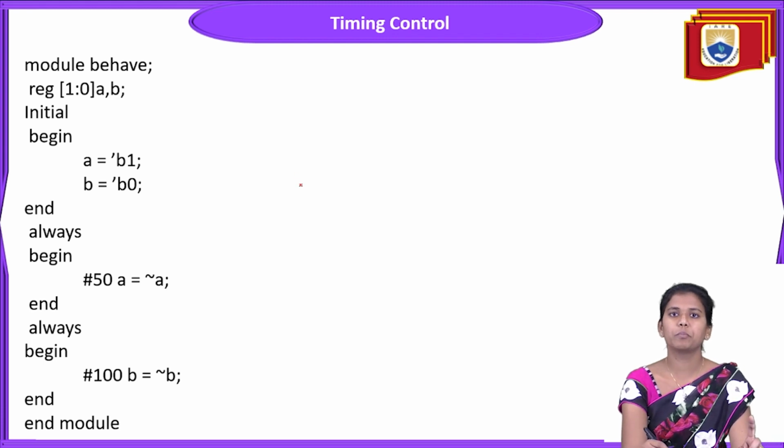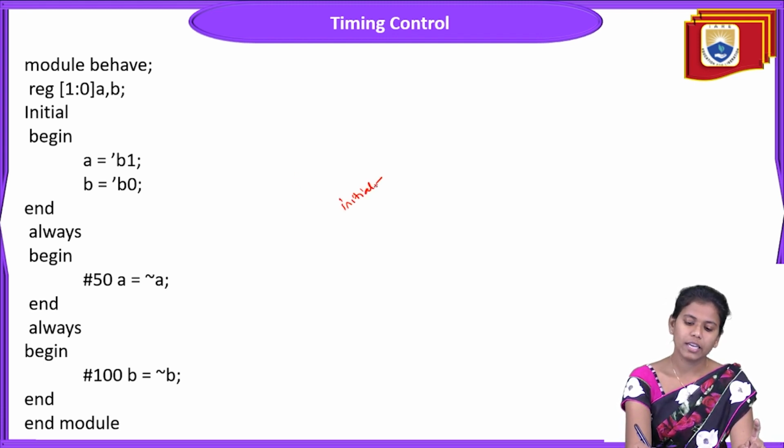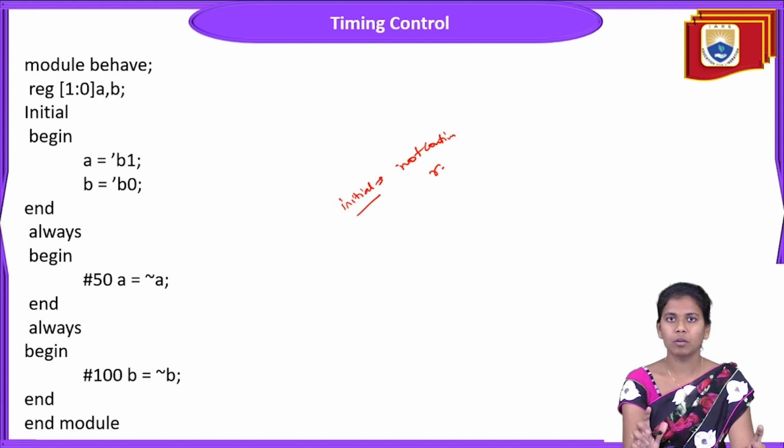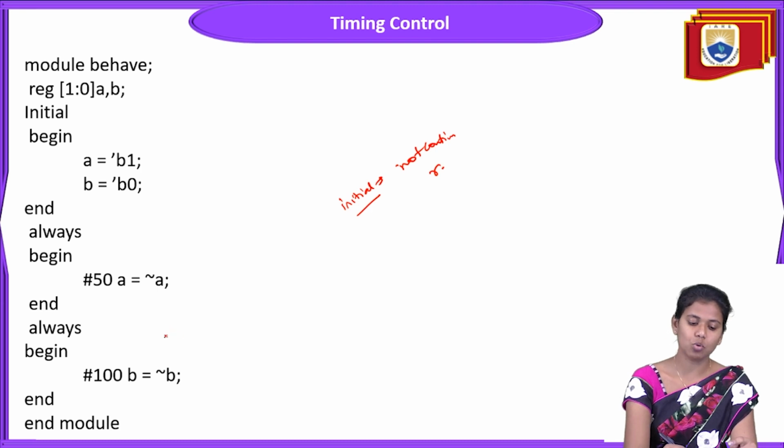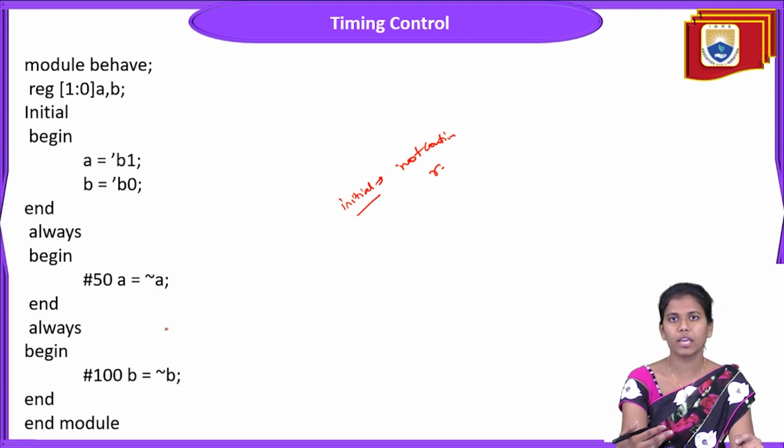Also remember an important thing: initial is not continuous. This statement will not repeat; it executes only once, not more than once. Whereas always can repeat multiple times, more than two or three times. Always statements always repeat more than twice, whereas initial statements execute only one time.